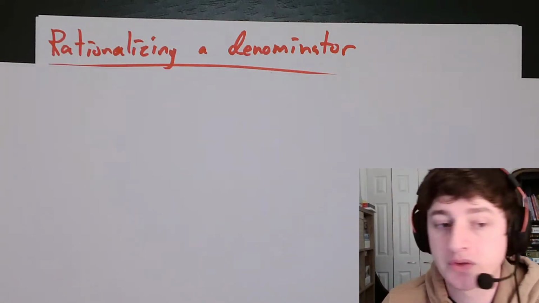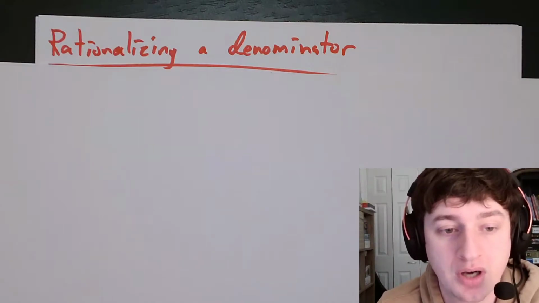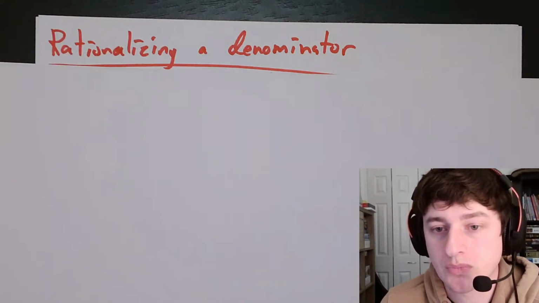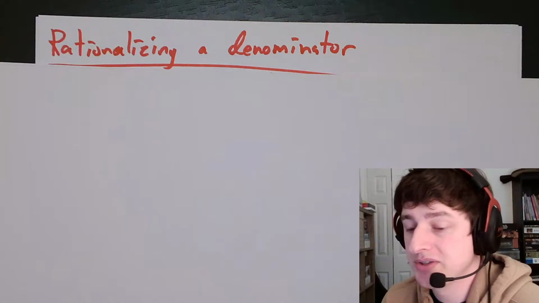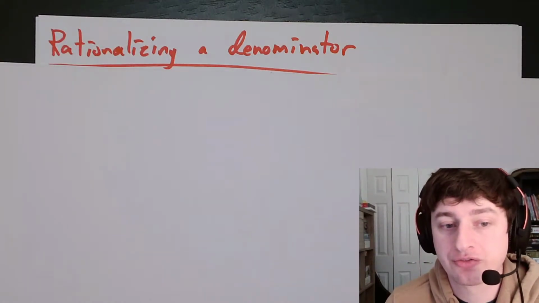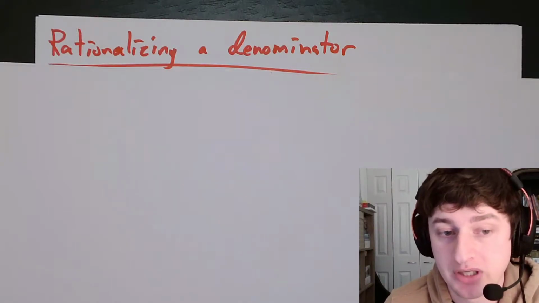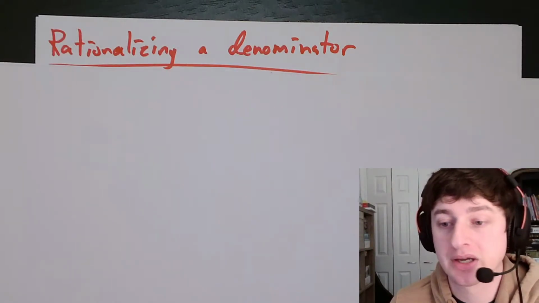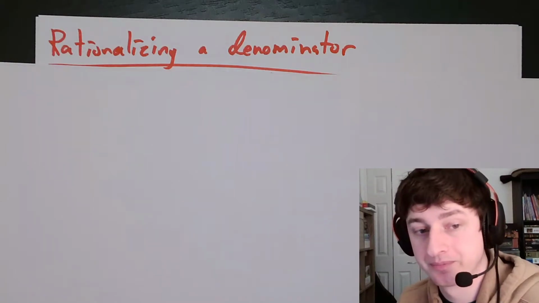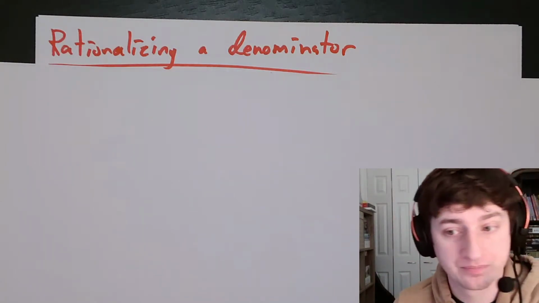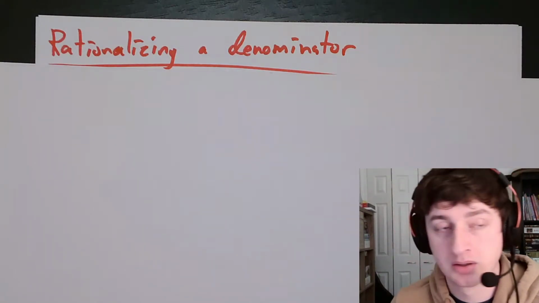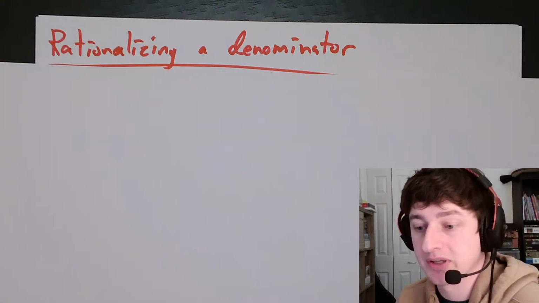And then the other thing that will be on the quiz is this, rationalizing the denominator. So rationalizing the denominator is taking a fraction with an irrational number in the denominator, multiplying it by a number that looks like 1, and then simplifying that fraction.